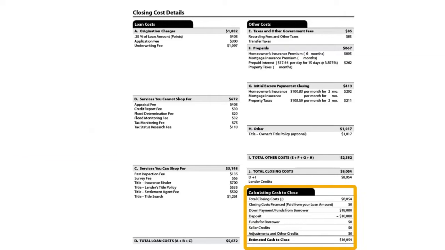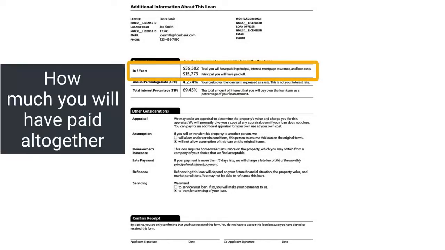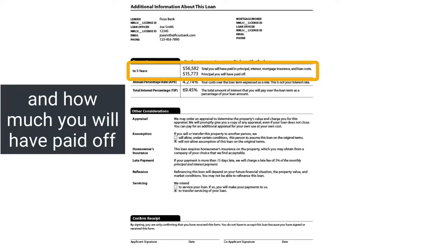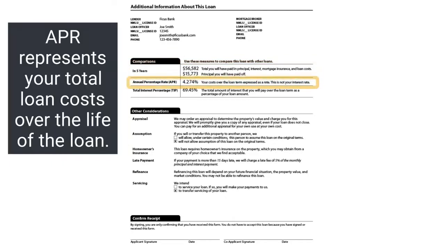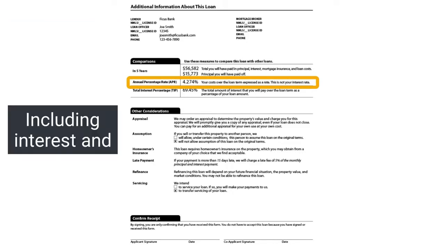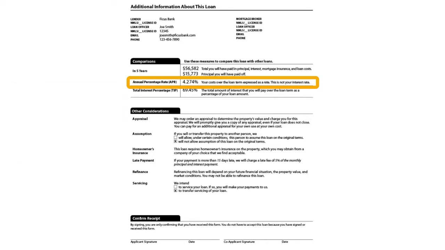Finally, let's look at page 3 of the loan estimate. Page 3 of the loan estimate has a few more key numbers, such as in 5 years, which shows how much you will have paid altogether and how much you will have paid off toward the loan balance alone in 5 years. APR. The APR represents your total loan costs over the life of the loan, including interest and upfront costs, expressed as an annual percentage rate.